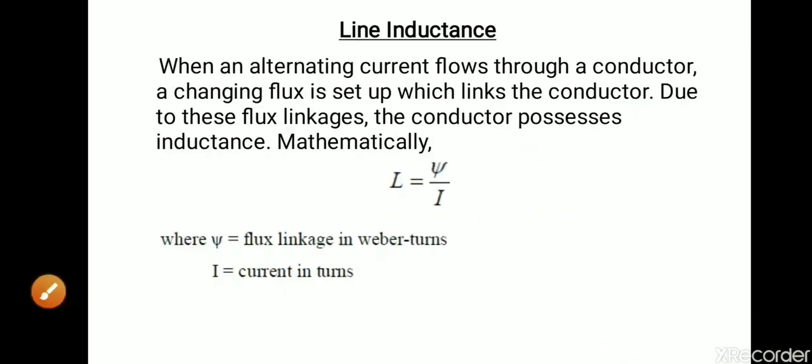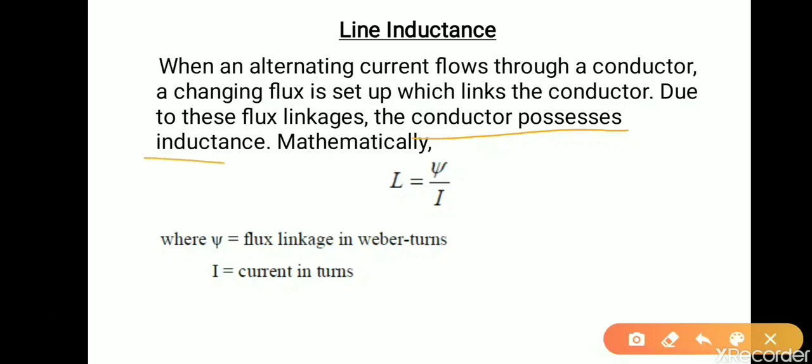In this lecture, we are going to discuss a very important parameter of the transmission line, that is line inductance. When an alternating current flows through a conductor, a changing flux is set up which links the conductor. Due to this flux linkage, the conductor possesses inductance. So mathematically, inductance L is equal to psi by I, where psi is the flux linkage and I is the current.